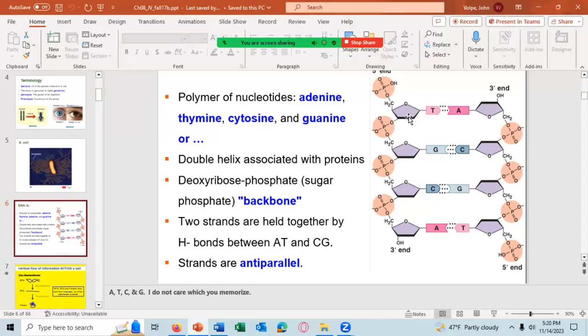Any question about any of that? You do not need to know the 3' and the 5' end of DNA, but you do need to know that the two strands of DNA are anti-parallel. Any question about any of that?